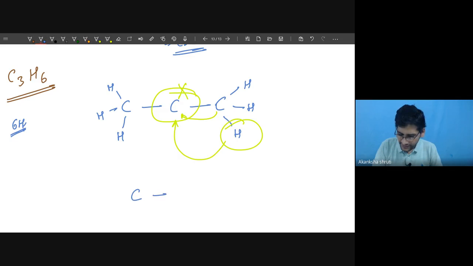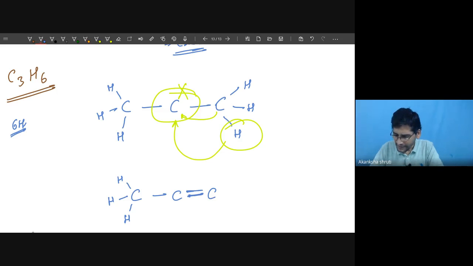Say I take these 3 carbons like this. I have to distribute 6 hydrogen. If I put 3 hydrogen on one of the carbons, I cannot put the other 3 on the other carbon, otherwise the intermediate carbon cannot form the 4 bonds. So I need to form a double bond between the 2 carbons first, then I shall try.